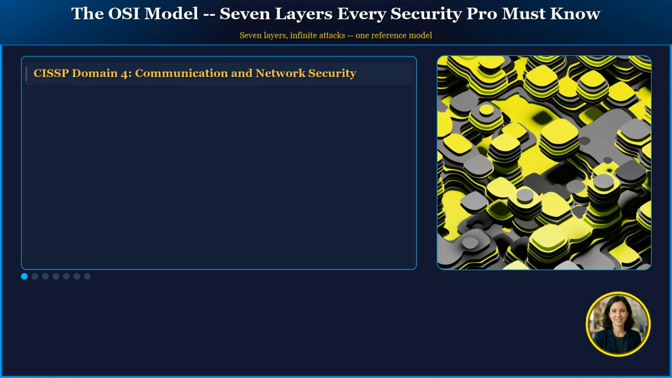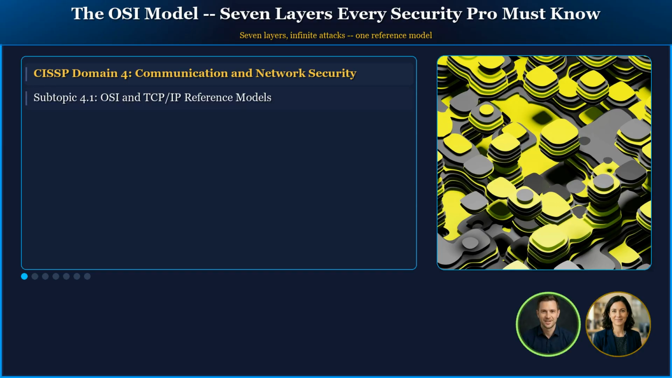This is where Domain 4 begins, and it starts with the OSI model. Not because network engineers need it, but because security professionals need to know exactly where an attack lives in the stack before they can defend against it.